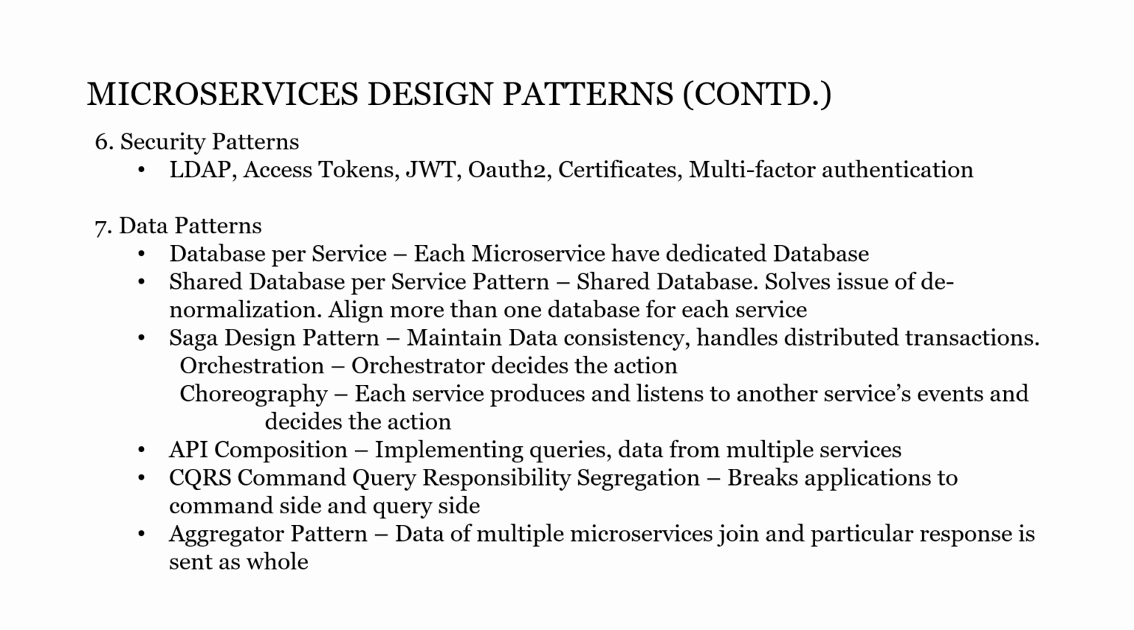Saga pattern is basically for maintaining the data consistency in a distributed transactions world, wherein you can implement, say, Saga through orchestration. So orchestration is wherein you have an orchestrator. The orchestrator calls service A, waits for a response, and then it will call service B, and so on. So your orchestrator is actually deciding the action, and it becomes a single point of failure. And the calls are often synchronous in nature in case of orchestration.